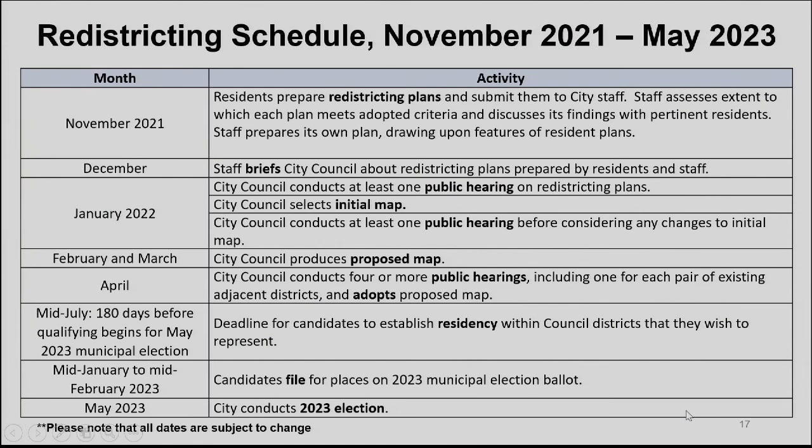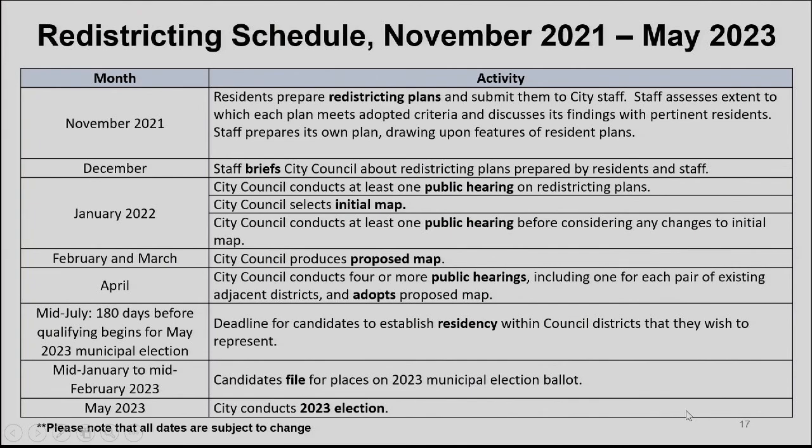So, November given to the production of these resident-produced plans. In December, after we collect and assess these plans with respect to the criteria and produce our own staff map, we will brief the City Council and present all this information to the Council. The Council will then have that public hearing that I mentioned earlier in January. They'll select an initial map, then they'll have the subsequent public hearing, all in January.